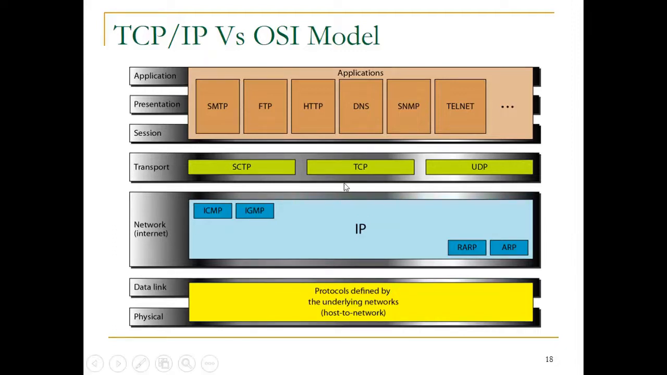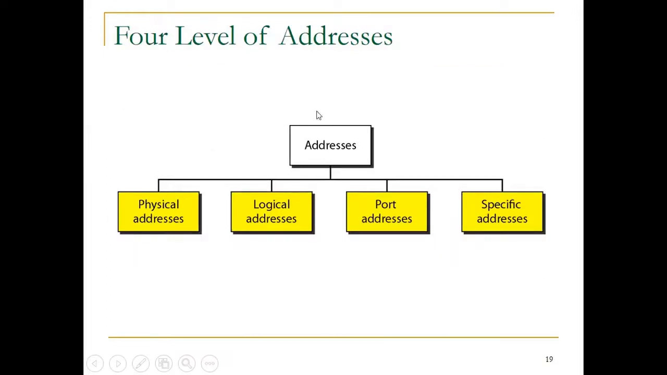Okay. Now let's look at the addresses. So we do have the 4 levels of addresses: physical addresses, logical addresses, port addresses, and specific addresses. When it comes to the relationship of layers and addresses within TCP/IP, you notice that there's a bit of a formatting change, especially at the TCP/IP level.